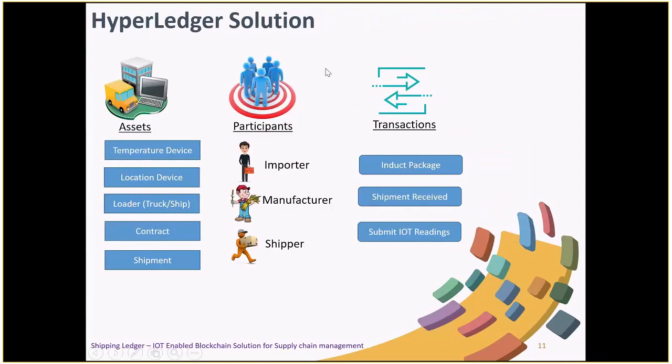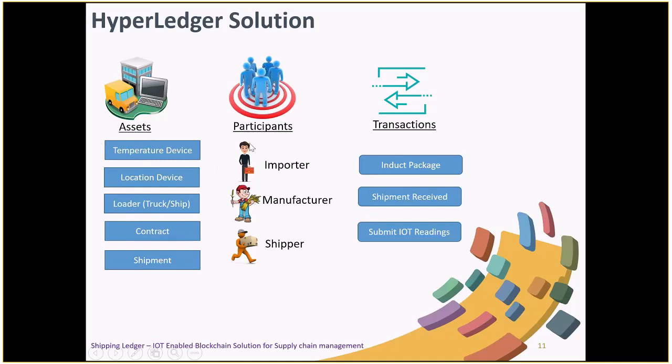Let's come to the core part, the Hyperledger solution. If you know about Hyperledger, the chain code is typically divided into three main parts: assets, participants, and transactions. In our solution, temperature devices are an asset, location devices are an asset, the loader is an asset, and even the contract and shipment are assets.